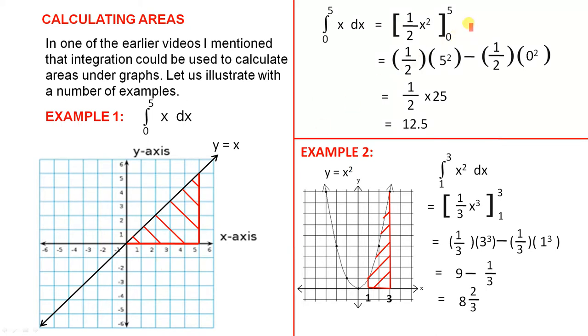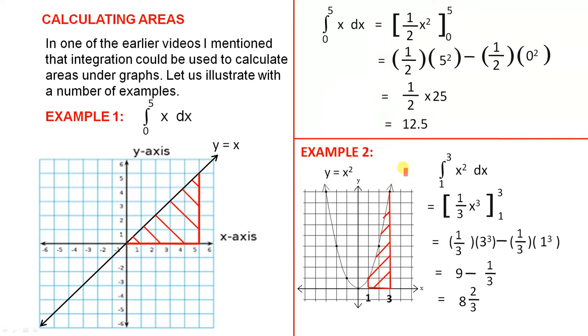Let's see how we do it with integration. So the integral of x dx from 0 to 5, this is our convention. We've integrated x to get half x squared from 0 to 5. We substitute 5 in first, so that's half times 5 squared minus a half times 0 squared. That part there is 0, which gives us a half of 25, which is 12.5. And that's exactly how we worked it out in the normal way. So that's interesting, doing it via integration.